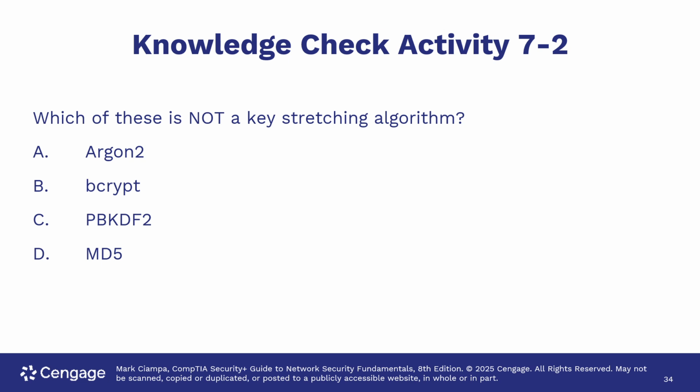Here's our activity check number 2. Which of these is not, repeat, not, a key stretching algorithm? Argon2, bcrypt, PBKDF2, and MD5. So look at them. That means we need to find, because 3 of the 4 here are correct, we want to find the one that's wrong.